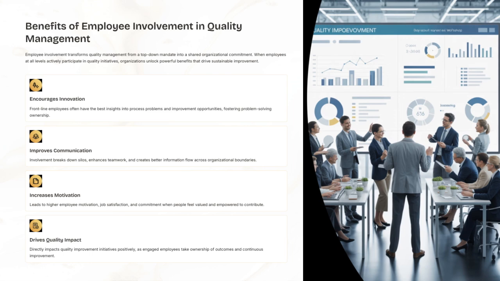Another key benefit is that frontline employees often have the best insights into process problems and opportunities for improvement. Their ownership of problem solving leads to more effective and innovative solutions. Ultimately, employee involvement transforms quality management from a top-down mandate into a shared organizational commitment. When everyone at all levels actively participates, organizations can unlock powerful benefits that support sustainable, long-term improvement. This approach truly aligns with our overall goal of fostering a culture of continuous quality enhancement.